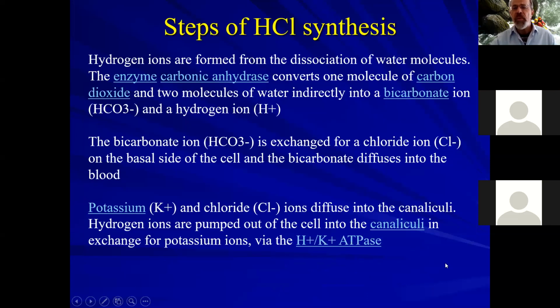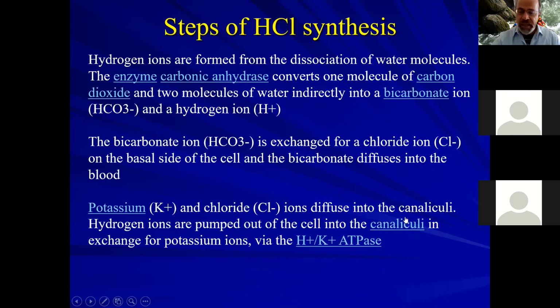Okay, so this is kind of a summary of what you just saw. Hydrogen ions are formed from the dissociation of water molecules. Basically, carbon dioxide and water in the presence of carbonic anhydrase form carbonic acid, which dissociates into bicarbonate ion and hydrogen. As I mentioned, bicarbonate is exchanged for chloride ion due to what they call the chloride shift. Hydrogen ions are pumped out of the cell in exchange for potassium, known as the hydrogen potassium ATPase.